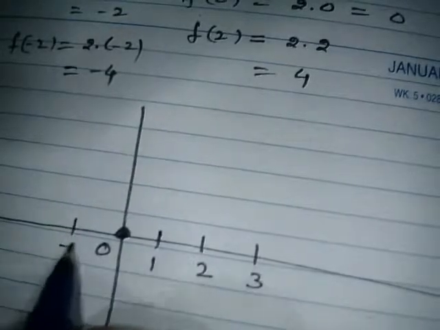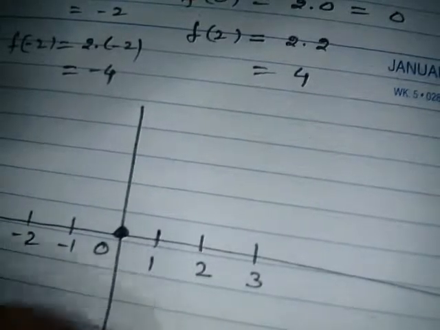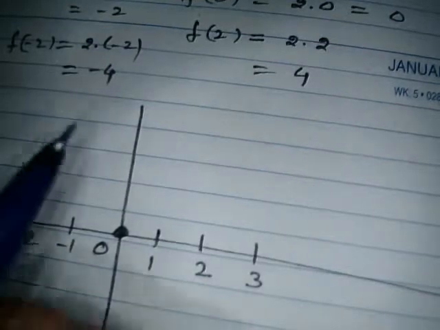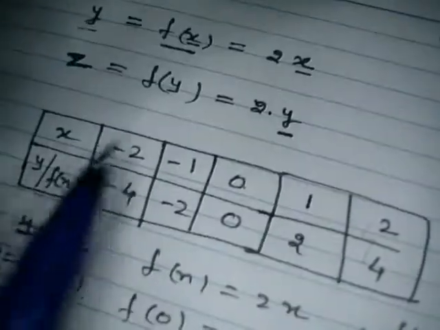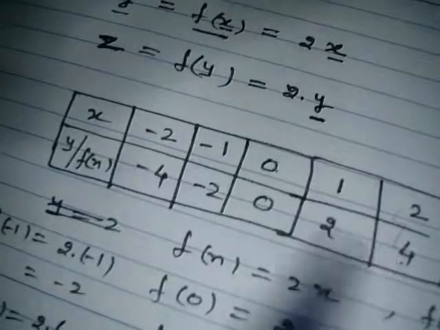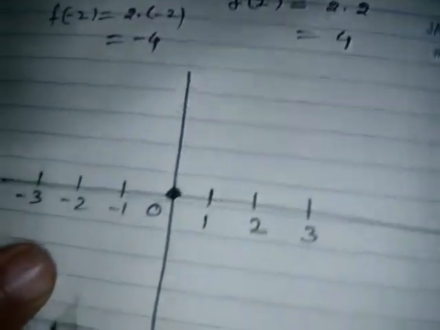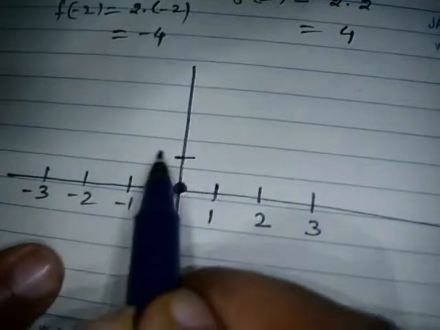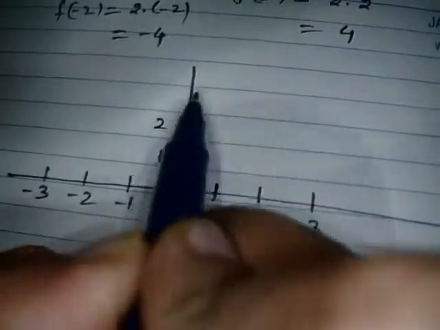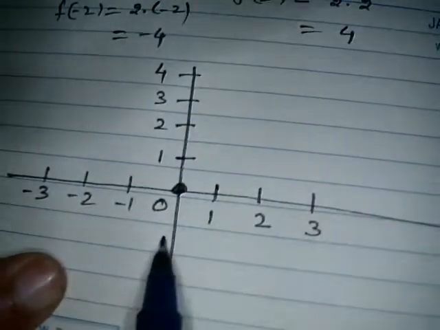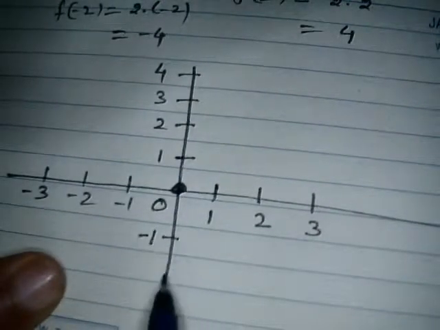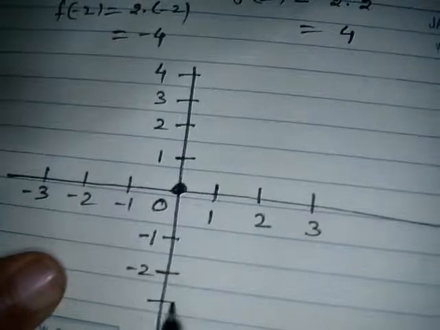On y, the maximum value is 4 and the negative is also 4, so at both ends I need to go up to 4 in the positive direction: 1, 2, 3 and 4. And on this side I also need to go negative 1, negative 2, negative 3 and negative 4. Okay, now what is the first ordered pair?